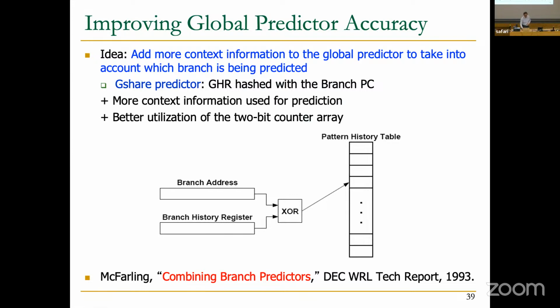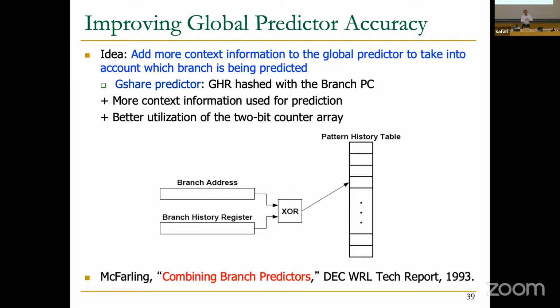That's the idea. So why does this work? Why does this work better than the global history register? And this has been proven to work better, actually, empirically, of course. Because you use more context information for the prediction. You don't just use the global history, but you add some more information about the branch as well. And this actually helps you distinguish the global history on a per branch basis a little bit. It also enables better utilization of the 2-bit counter array, it turns out. Basically, the same history for a different branch may lead to somewhat different outcomes.